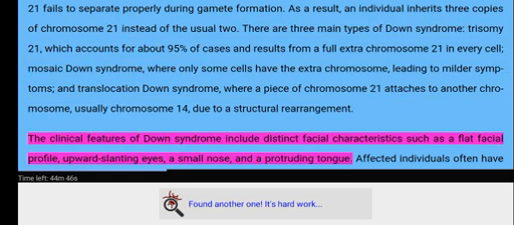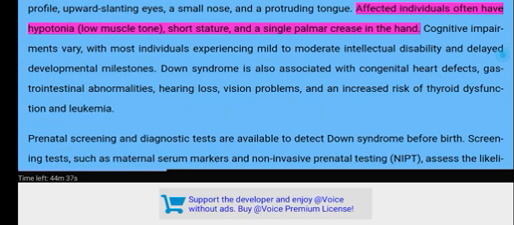The clinical features of Down syndrome include distinct facial characteristics such as a flat facial profile, upward slanting eyes, a small nose, and a protruding tongue. Affected individuals often have hypotonia, low muscle tone, short stature.